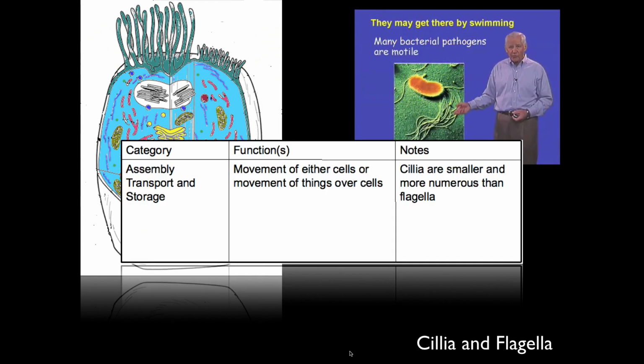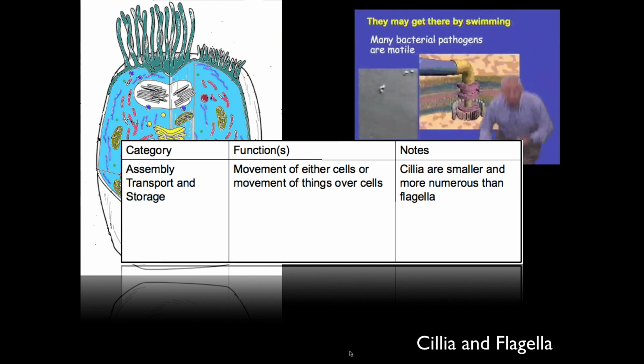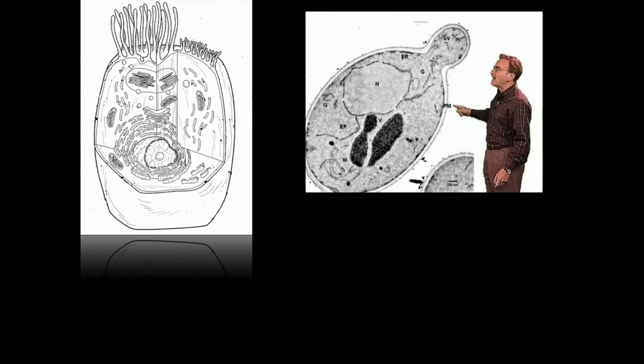So we're going to call these part of assembly, transport, and storage. They either move things over the cell or move the cells themselves. Cilia are smaller and much more numerous than flagella. This one we're going to skip.